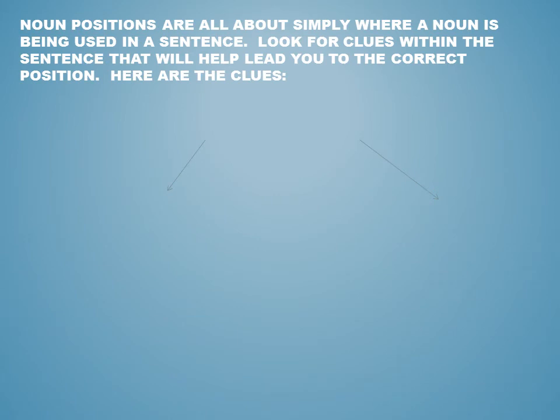Noun positions are all about simply where a noun is being used in a sentence. Look for clues within the sentence that will help lead you to the correct position. Here are the clues, and you can fill this out on your graphic organizer. First of all, what is the subject? Once you find the subject, then you already have one of the noun positions, but you might have more nouns in the sentence. So let's look at some other questions to ask after you find out what the subject is to figure out if you have more nouns in that sentence.